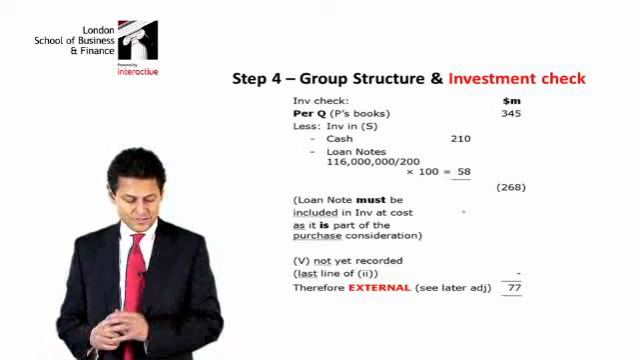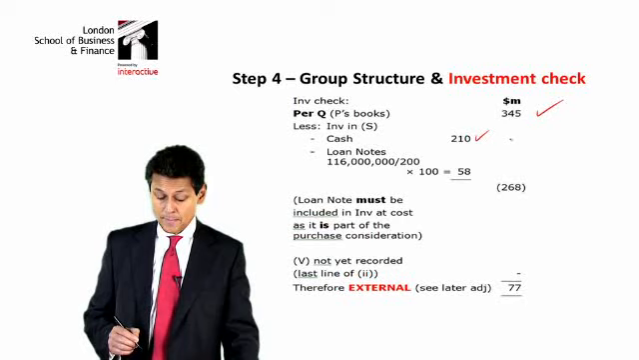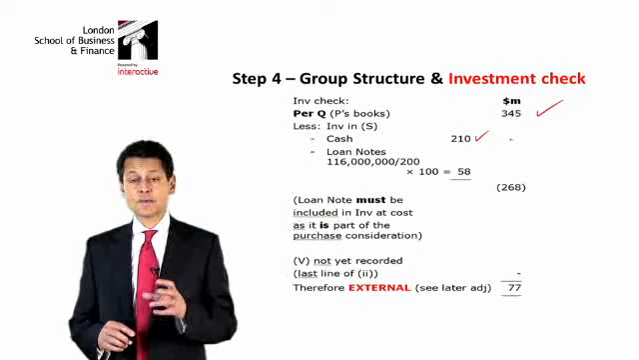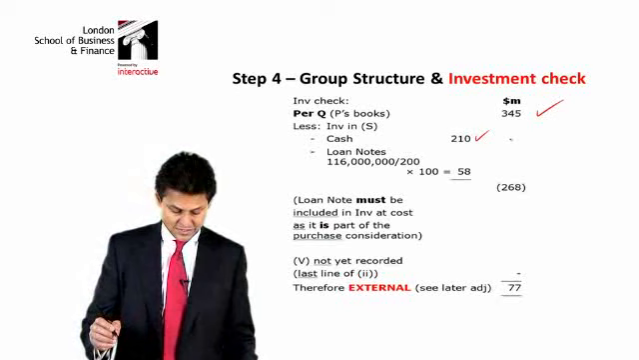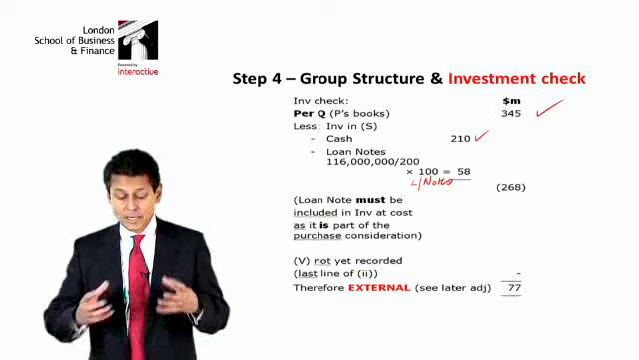Here we are, 345. That's from the question. The cash, if you remember, was 210. Now, the loan notes, do be careful of this. Because you bought 116,000 shares, 116 million actually, let's be careful with the zeros, you divide each of them by 200, and whatever the result is, you multiply by 100, and those are the loan notes. See? Those are the loan notes. And so you can see there, 268 is the investment in S that's built into the 345.